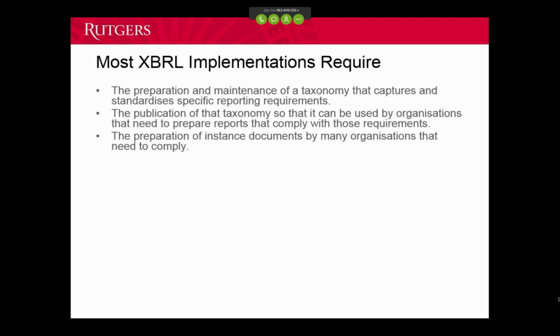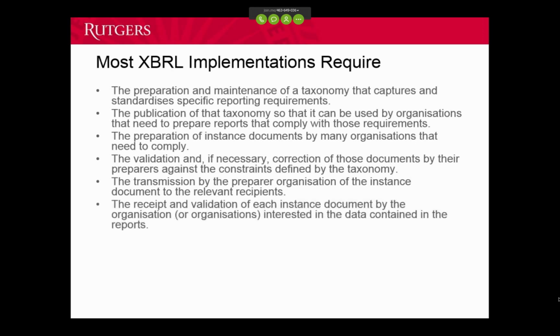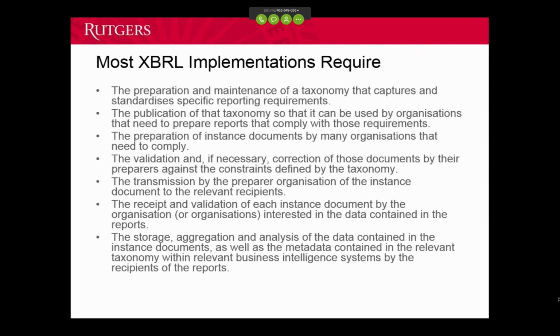After the taxonomy is published, organizations can prepare instance documents. Remember, instance documents are the documents that contain all the tags with the facts in them. Then software can validate the instance documents and make sure they comply with the constraints in the taxonomy. Then the instance document is transmitted to the relevant recipients, who can in turn validate it and make sure it meets the requirements. Since all the financial information is now passed around in instance documents, it can be stored, aggregated, and analyzed in several ways, with business intelligence systems and so on.